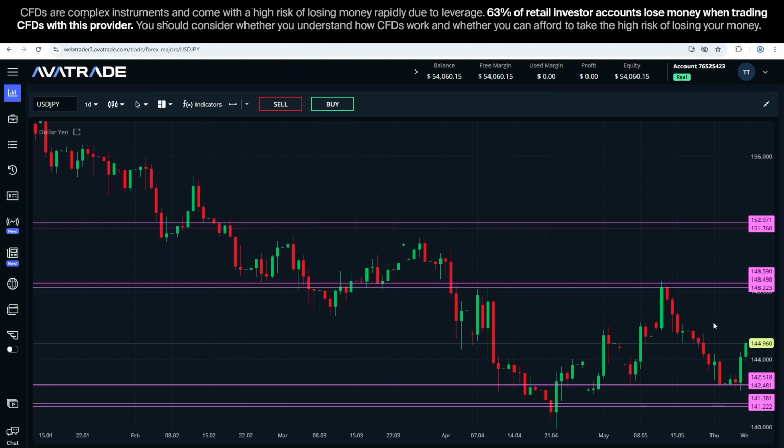And so on these one-day candles, I'm looking just below 148.50 for a potential take profit, so that you don't have to break that resistance level to hit your take profit. So I've drawn a line just below that resistance at 148.22 or so.